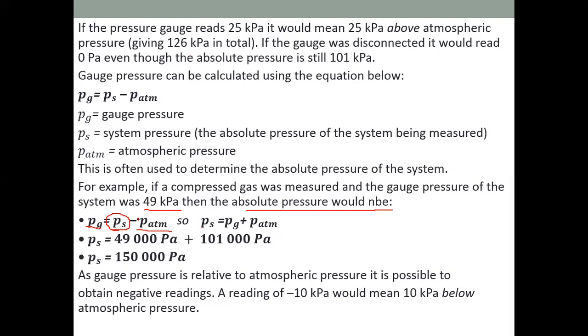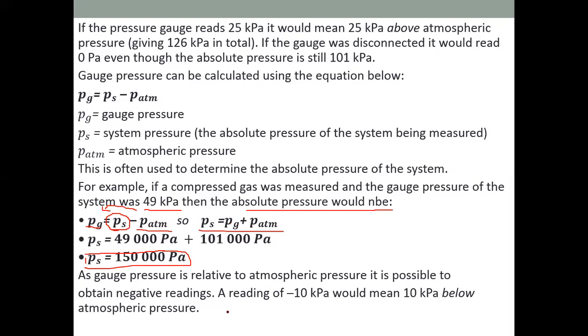To find the absolute pressure, we are going to send the atmospheric pressure over here to the other side of the equation, so it's going to change its operation. It's going to be positive. So the absolute pressure will be equal to gauge pressure plus atmospheric pressure. The gauge pressure is giving us 49,000 Pascal or 49 kilopascal plus the atmospheric pressure. We know that is 101,000 Pascal. When you add them, you're going to find the absolute pressure, 150,000 Pascal. Okay, this is going to be absolute pressure.